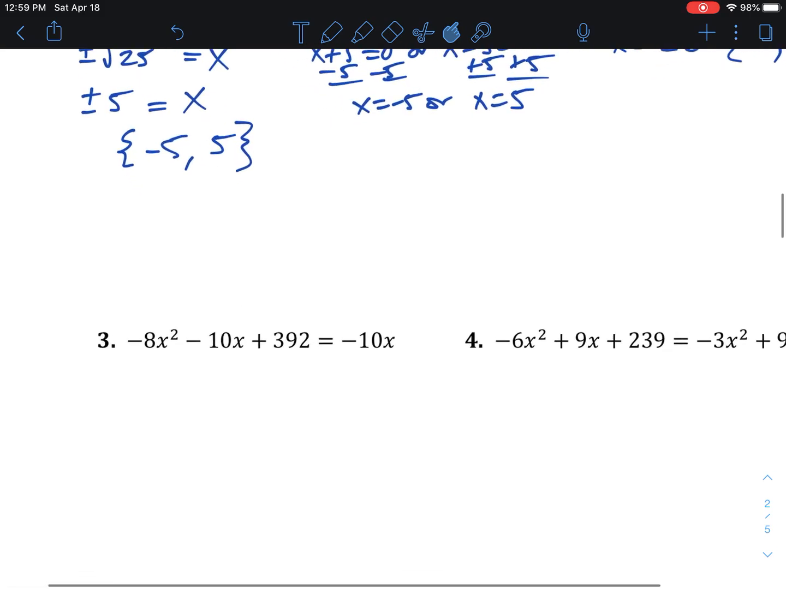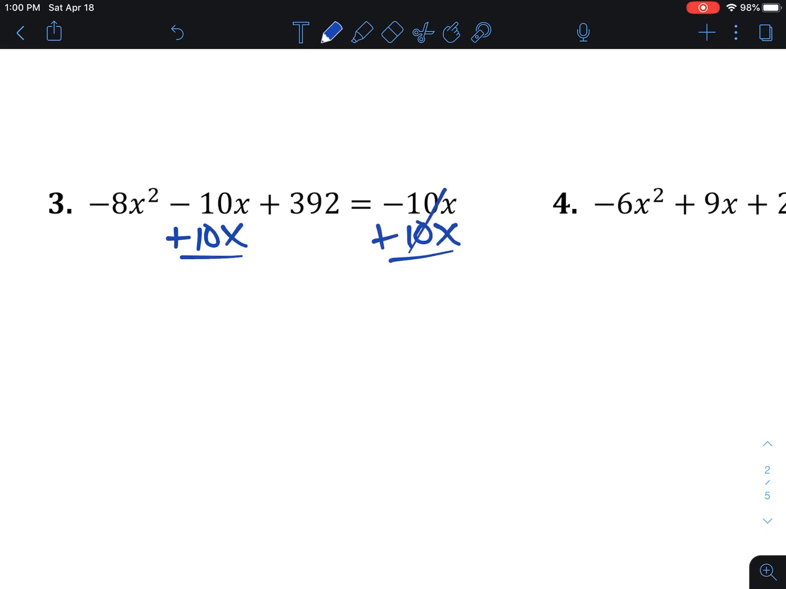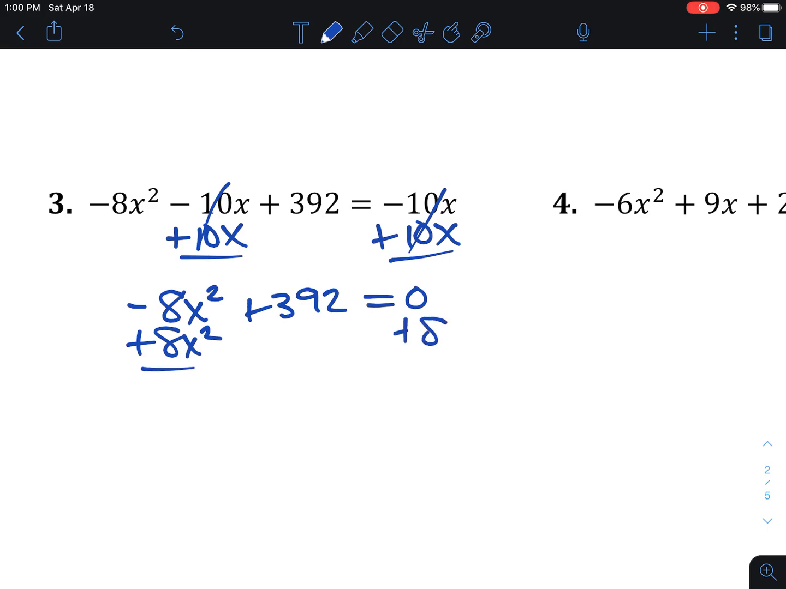What I would always suggest for these is always get it equal to 0 first. No matter what you're doing for a quadratic equation, it usually is easier to get it equal to 0. That way you can see what your options are from there. I'm going to add these 10x's over. They actually cancel out, which is nice. We get negative 8x squared plus 392. Again, I don't love negative x squared terms, so I'm going to add that over just so I have everything positive. So 392 equals 8x squared.